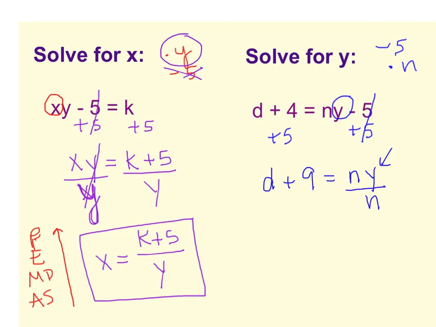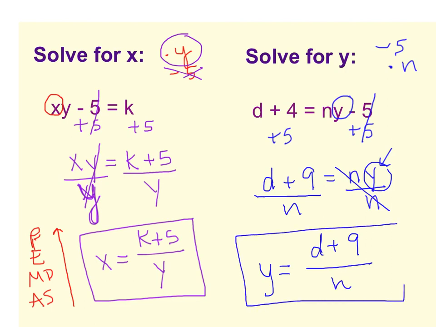And then if you notice on the left, see how we have those 2 terms again? We have to divide this whole side by n. So we're just going to do a big division bar, divide the whole thing by n. n's cancel on the right. You see we have y alone, so I'm just going to go ahead and write it on the left. y equals, we have d plus 9 all over n. And even though we don't really like how it looks, that's okay. We have y alone. We've done the problem. We have solved for y.